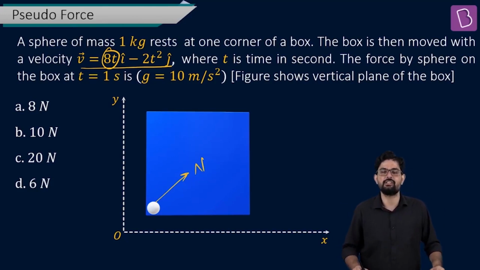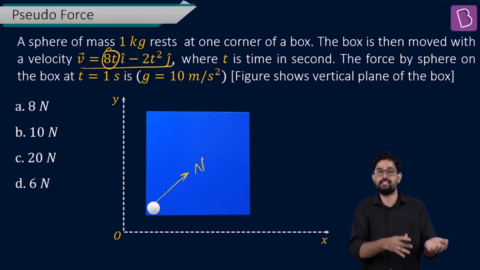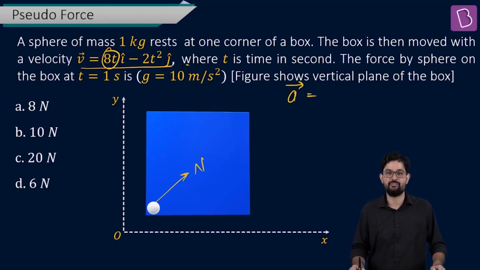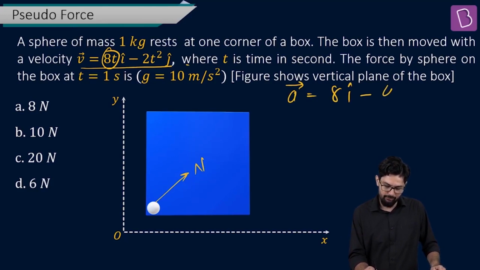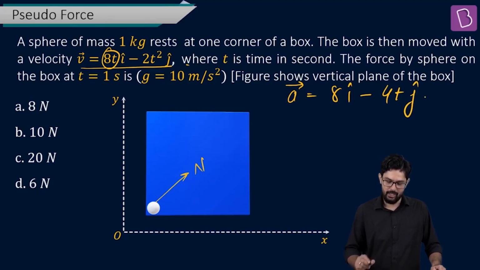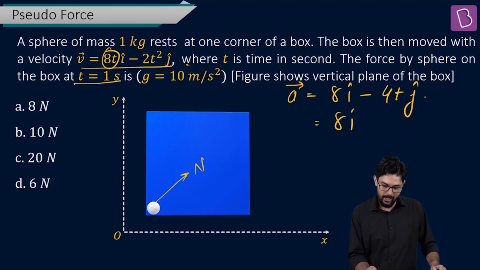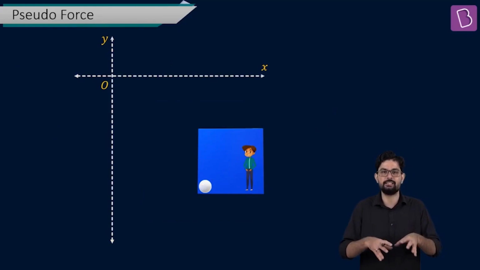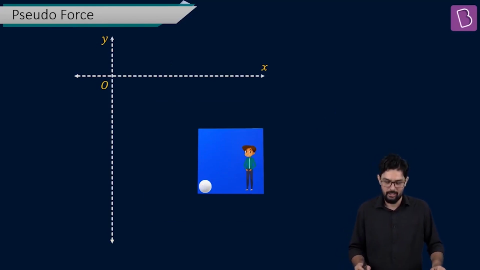And now with this velocity function, we can find out the acceleration, which is dv by dt. Now let's find the acceleration in the vector notation. So if you differentiate this velocity function, you get 4 i cap minus 4t j cap, right? So this is the acceleration function. And at t equal to 1 second, the acceleration is going to be 4 i cap minus 4 j cap. So let's assume that the box is at this particular location at t equal to 1 second, where its acceleration is like that.